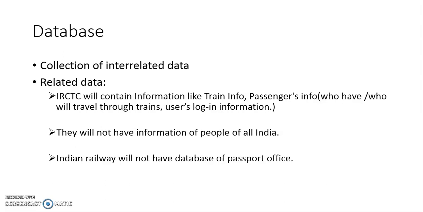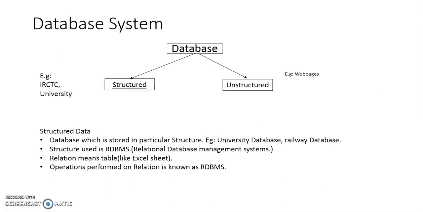Now the app is not going to store information like the database of the passport office. That will be stored in their own particular app. So the related data, that is the information which is related to each other, will be stored in your database. Now database systems are divided into two types, structured data and unstructured data.